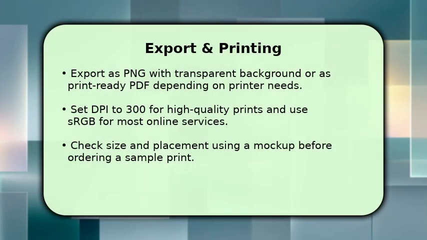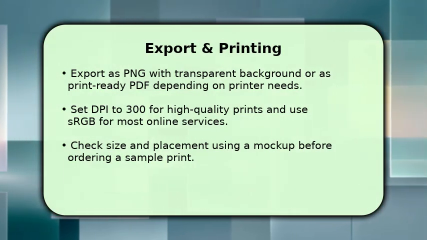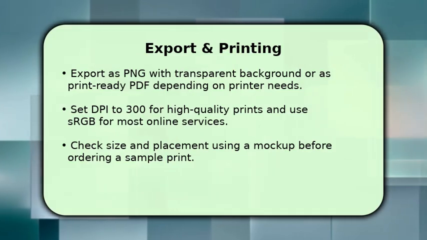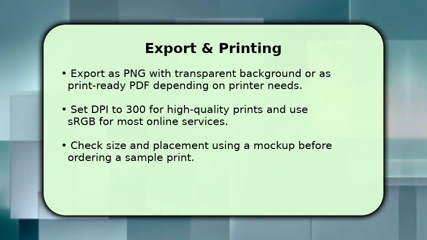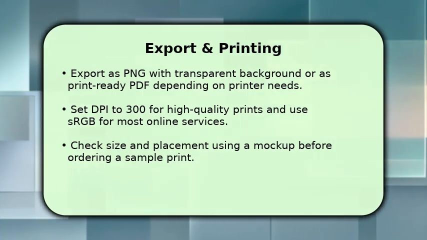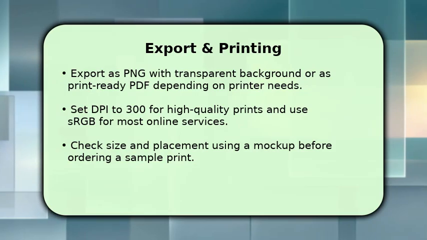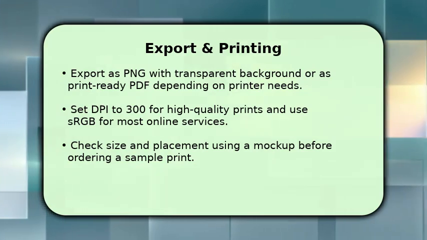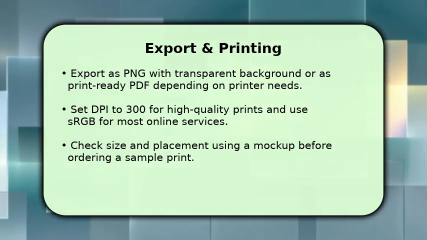When your design is ready, export using PNG for transparent prints or PDF for print shops, and ensure 300 dpi for crisp results. Choose sRGB for most online services, unless a shop asks for CMYK. Use mockups to preview placement on different shirt sizes and correct any scale issues.